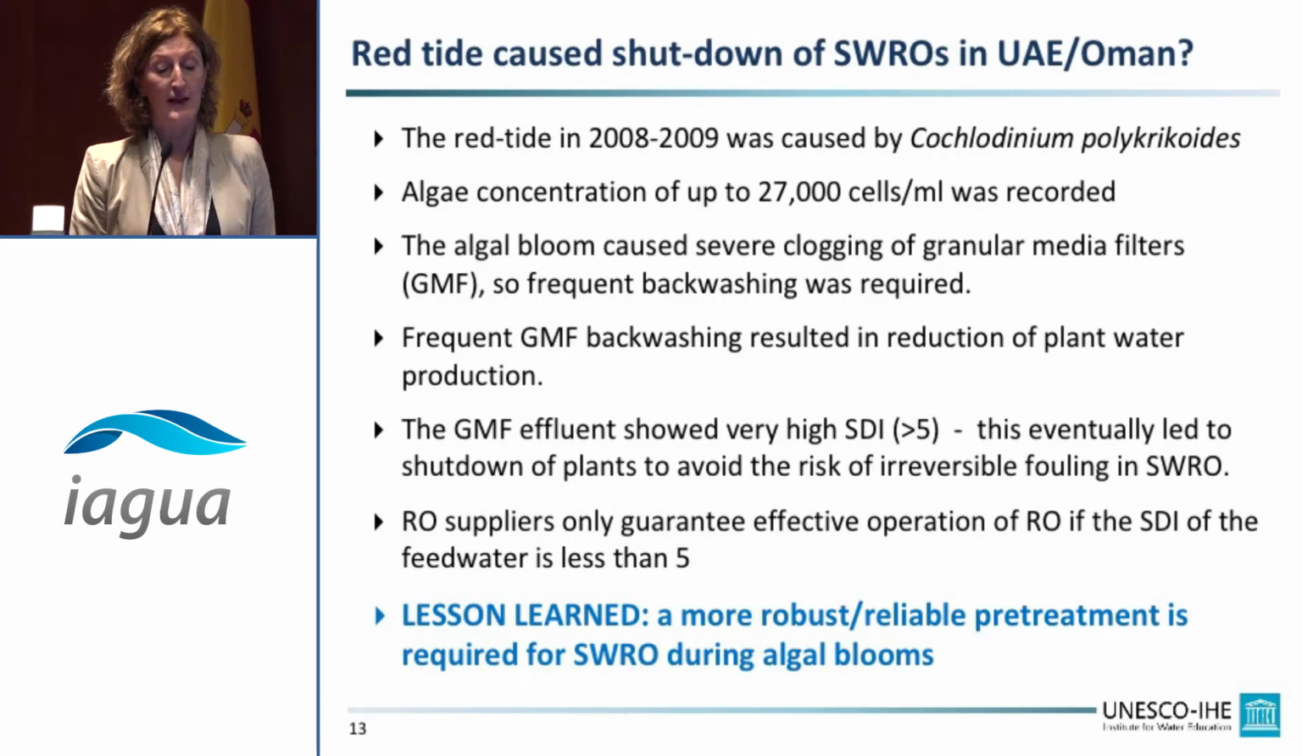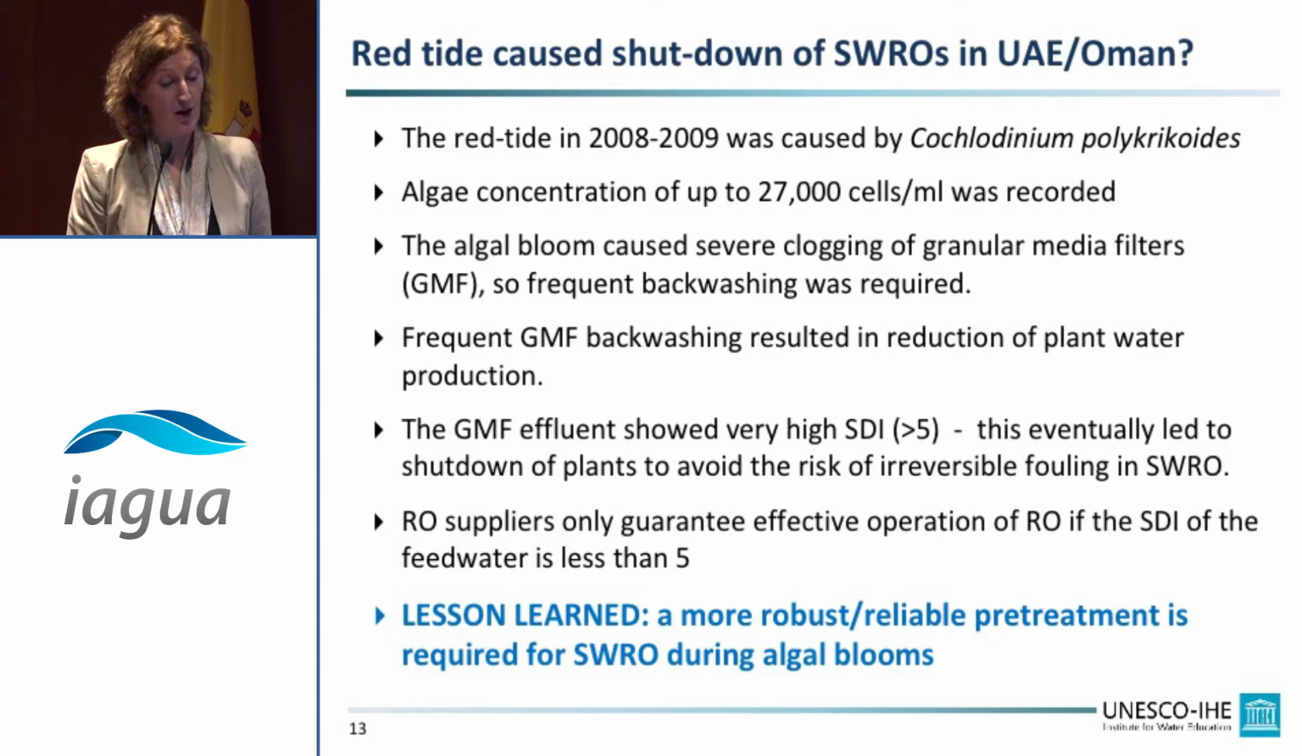Now, when we go back to the bloom which they had in Oman, it was caused by the cochleodinium polykrikoides type of algae. Their concentration, at least on the days that they actually measured, reached about 27,000 cells per milliliter. The algal bloom caused, as I said, severe clogging of the granular media filters, and they had to be backwashed really frequently. In fact, they were continuously in backwash mode. Because they were continuously backwashing, there was no water to feed the seawater RO plant. So the seawater RO plant itself did not foul. It was the media filtration which clogged.